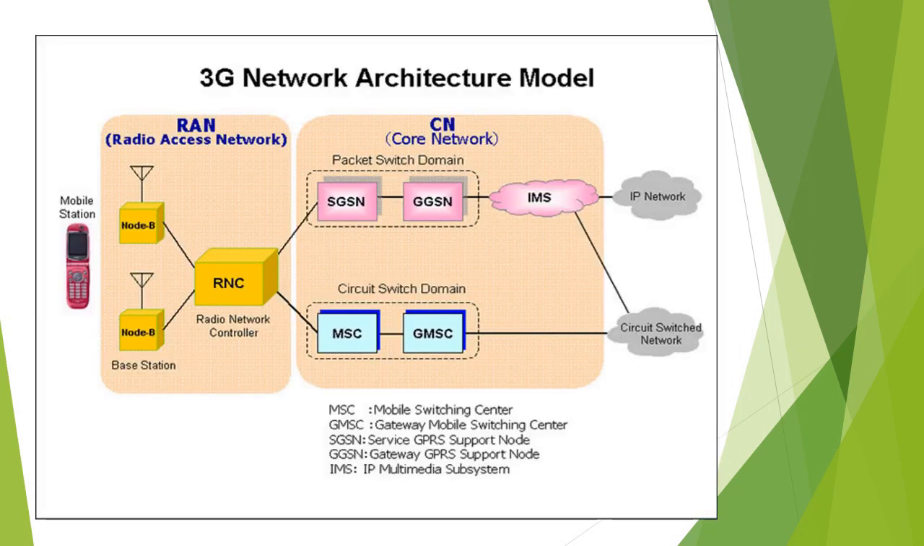So this is the 3G network architecture model. In it, we have the mobile station. Mobile station is nothing but the user equipment. User equipment consists of a SIM card along with a mobile phone. SIM card is the subscriber identity module. Coming to the network, which is the radio access network. The radio access network consists of two components. One is the base station, which is nothing but Node B. Another is the RNC, which is the radio network controller.